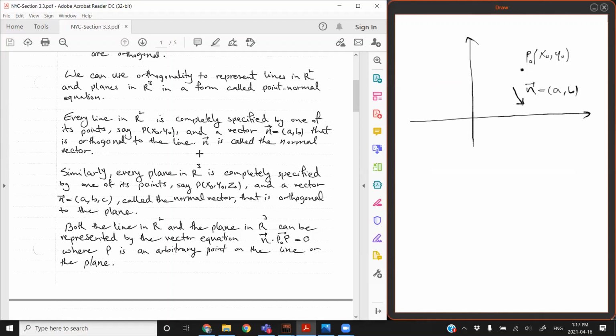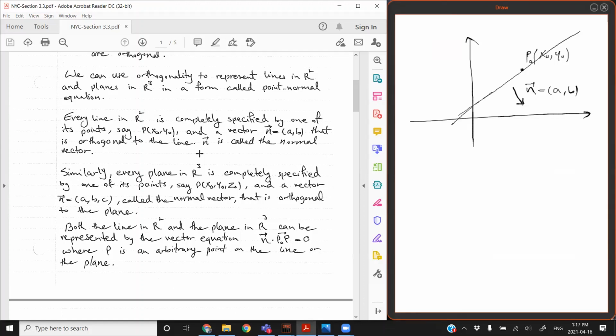Okay, I'm going to do that myself. The line would be this. No, it has to pass through that point. It has to pass through the point P0 and be orthogonal to the vector n. And since there is only one way to draw that line, there is only one line that passes through the point P0 and is orthogonal to the vector n, my argument is that this is enough information to describe the line. Is that clear?